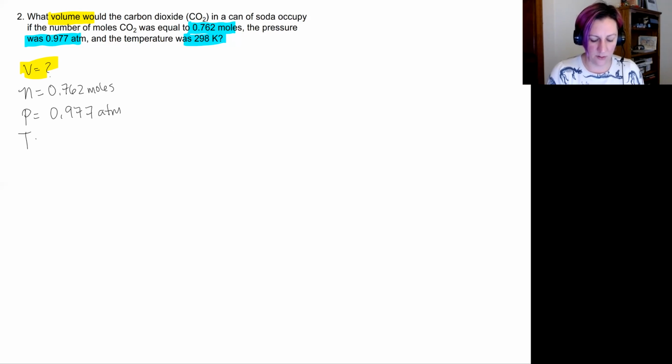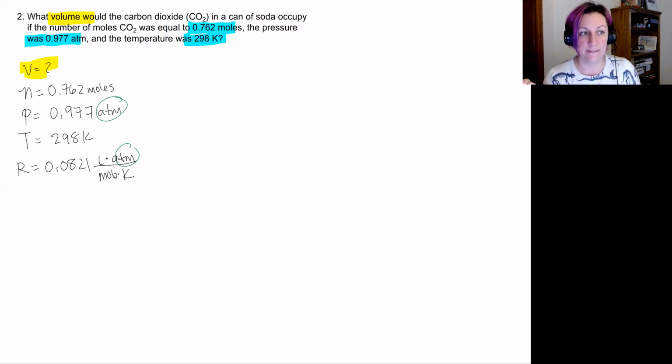My temperature is equal to 298 Kelvin. And I can pick out my R value because I know what my pressure units are. They're atmospheres. So I'll make sure that my gas constant reflects those units. And that's going to be equal to 0.0821 liters times atmospheres divided by moles Kelvin. And then I'm using a gas constant that matches my pressure units.